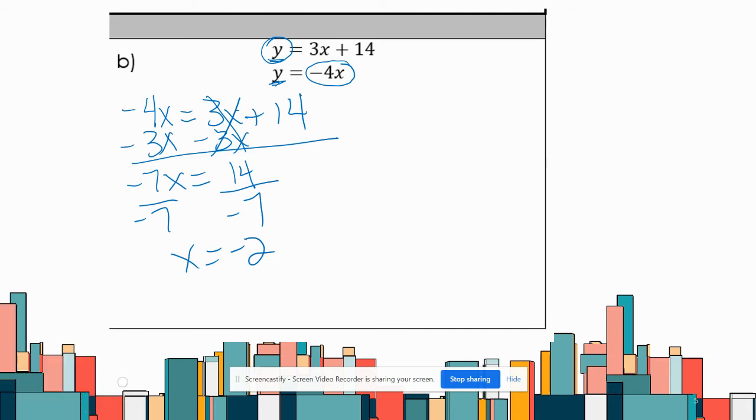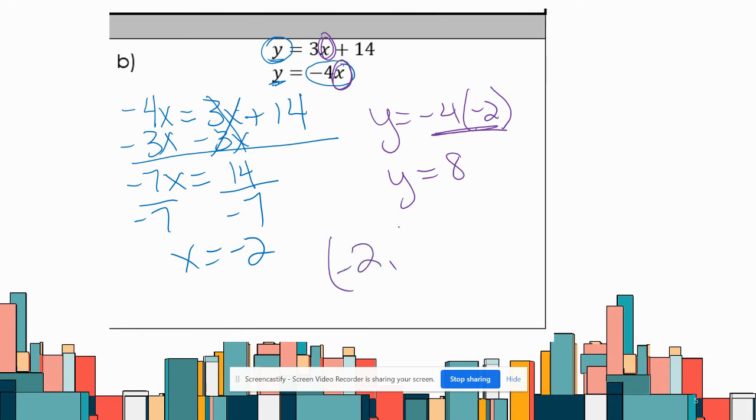So I can take that negative 2 and plug it in for this x or this x. It doesn't matter. I'm going to use the bottom one, just there's less math there. Less math just means less chance for math error. Negative 4 times negative 2 is positive 8. And so we have a final answer of negative 2, positive 8.